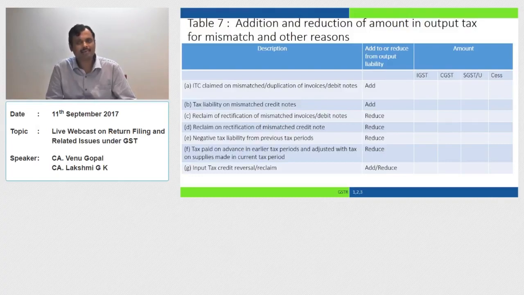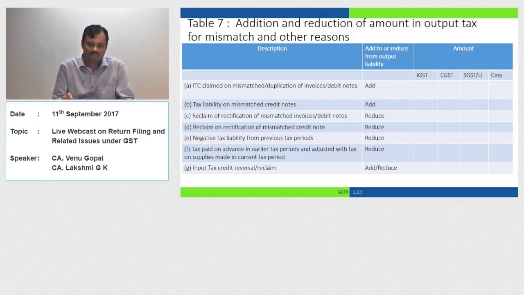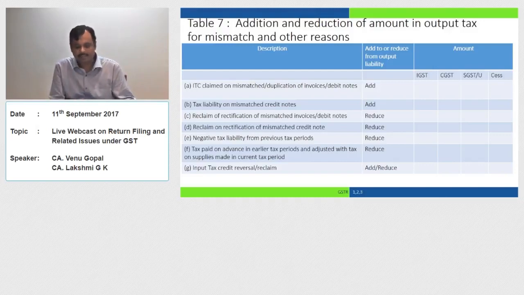Moving on to the next table, slide 134, where the additions or reductions in the output tax happen on account of various mismatches. Even this is auto populated from your GSTR2 table 11 and table 12, where it is auto populated if you are making a duplicate claim of invoices, or if there are any reversals for various reasons. Whatever data is reported under table 11 and 12 is submitted and put back under your table 7.